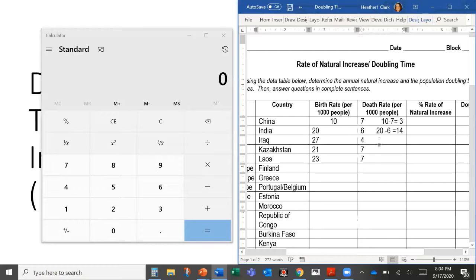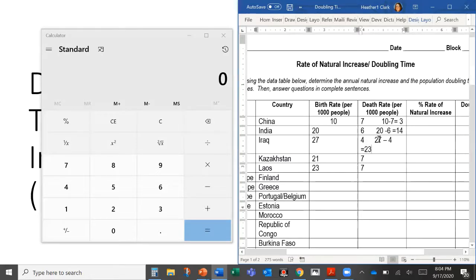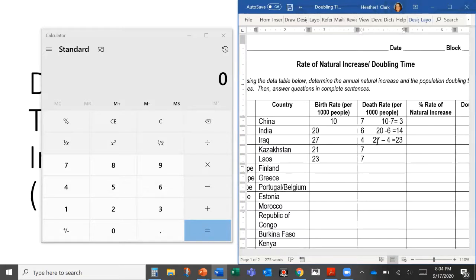Then we do the next one. 27 minus 4 equals 23. Again, you do not have to do it this way. I'm just doing it this way in case you're confused or if this will help you out. So 21 minus 7 equals 14. And then for here, 23 minus 7 equals 16.